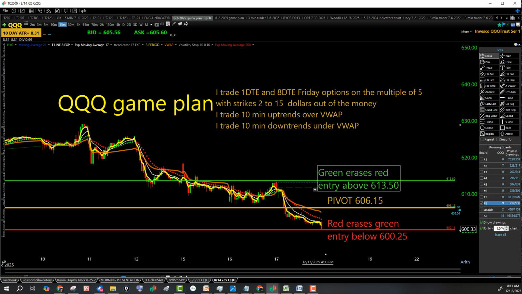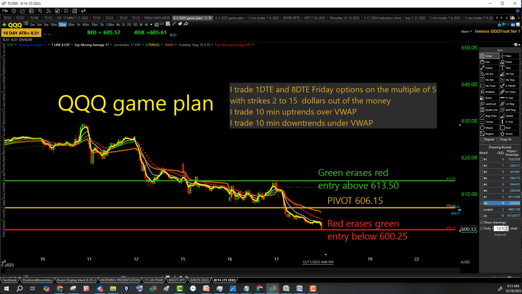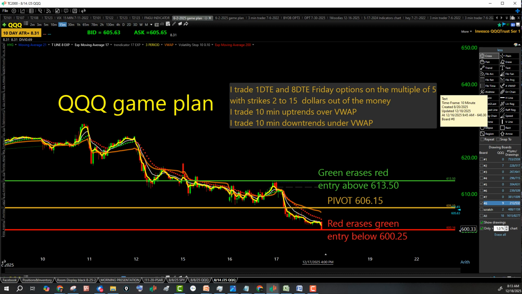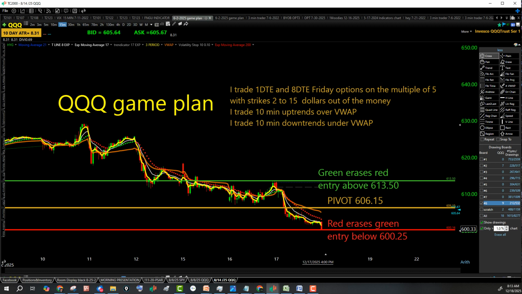Okay, so again, same thing. I trade strikes 1 to 8 days till expiration on Friday. Options with the multiple of 5, specifically for the higher open interest and the liquidity. I trade strikes $2 to $15 out of the money. Now I'm not opposed to trading in the money options. You're going to get better performance than I will with my out of the money options.